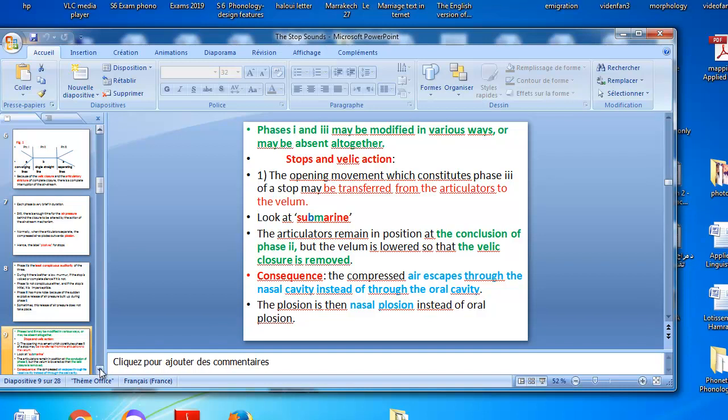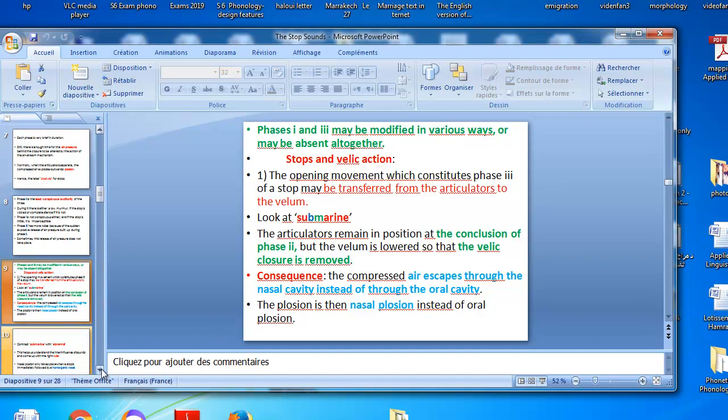Okay, so in fact here we are talking about a stop which has become nasally released. It becomes a stop nasally released. So we call it a nasal release. A nasal release here.